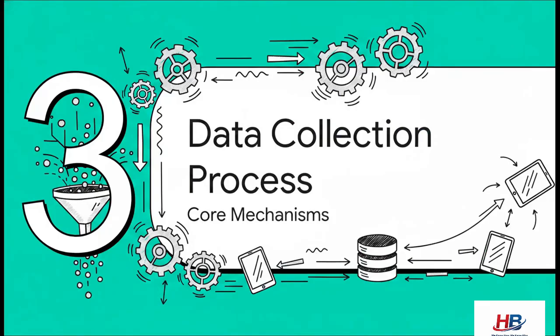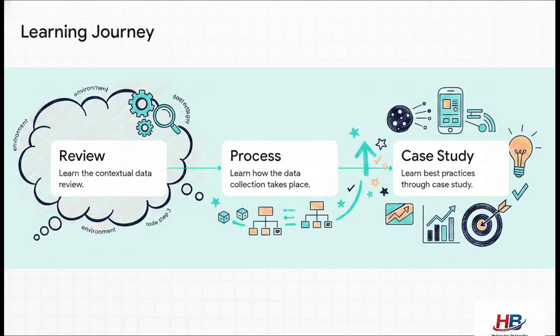And that brings us to Section 3, the data collection process. Now, what's really cool is how these concepts flow sequentially. You don't just jump straight into the deep end here. It's a step-by-step journey. You transition from Step 1, learning the contextual data review, directly into Step 2, which is learning exactly how the data collection process actually takes place. We're talking about the literal mechanisms here, the deployment of tracking pixels, browser cookies, and mobile SDKs to capture those user interactions. And once you've wrapped your head around the how behind all that data capture, you're perfectly positioned to tackle Step 3, learning those ad tech best practices through case studies.